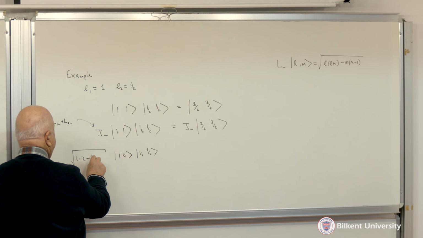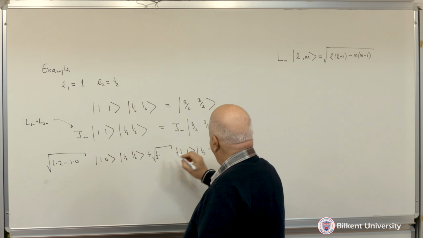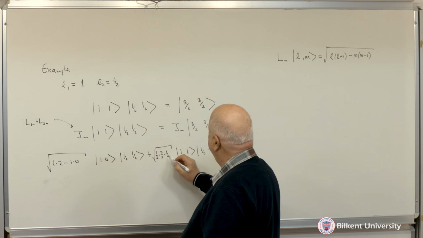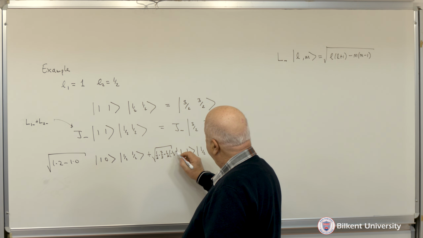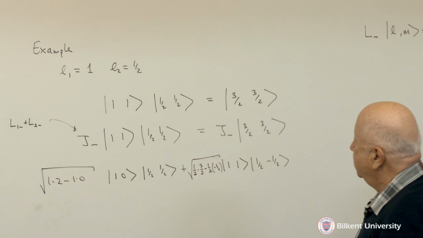But I have another term, this L2 minus operating on the second one. So that's going to be plus 1, 1, 1/2, minus 1/2. And what do I get in the square root? So I have 1/2 plus one more, 3/2, minus 1/2 times minus 1/2. Sorry for squeezing the numbers here, but that's what I have.